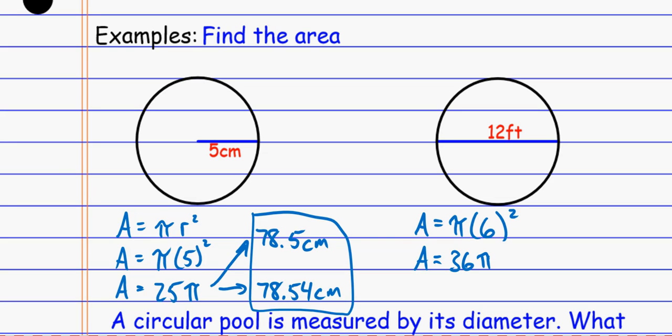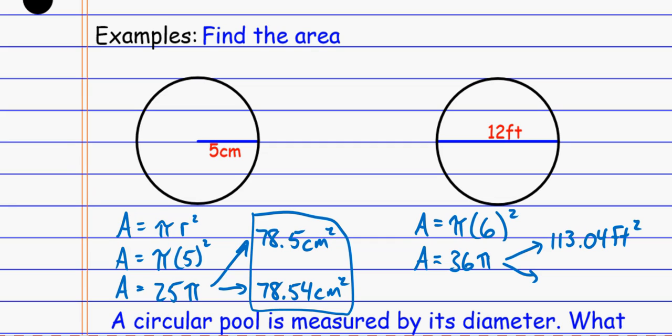Again, if I use the 3.14 on my calculator, it gives me... Sorry, I hit the wrong button here. It gives me 113.04 feet. Sorry, that's square feet. And the last one is square centimeters because we're talking about squared units.